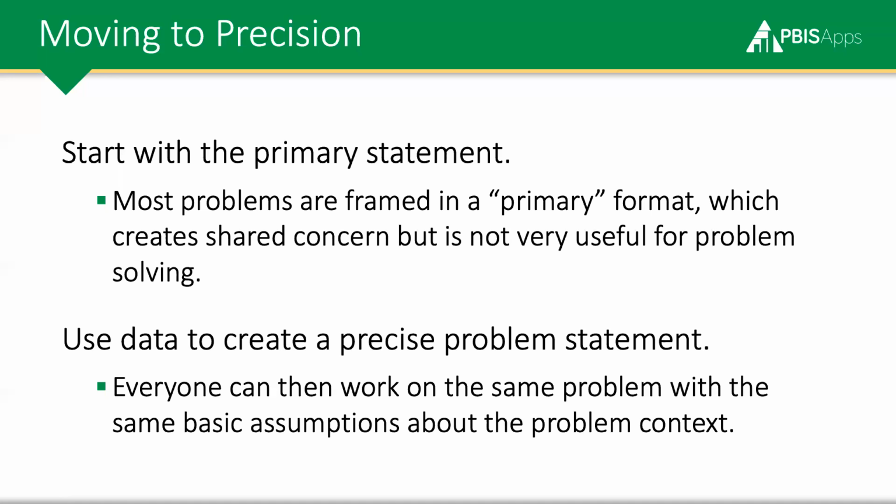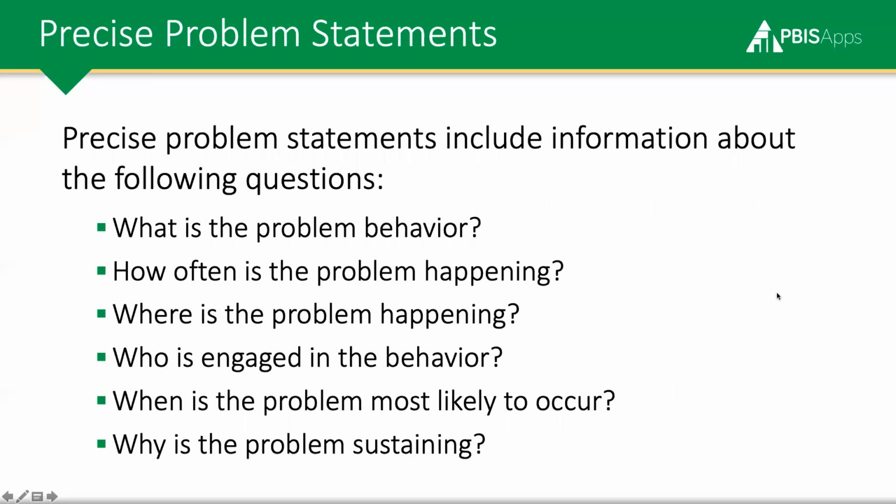Okay, so we all have a shared concern for something happening in the cafeteria. That's primary. That's like, yeah, cafeteria, it's a mess. We need to find out more about it. That's not very useful for problem solving, because as a team member, I don't even know where we would begin to start to action plan around the cafeteria being a hot mess. We need more information to help us make better decisions. So from there, we need to start to create a precision problem statement so we can all work on the same problem under those same basic assumptions. We all need a clear understanding of what's going on in the cafeteria. So we want to go from primary to precision.